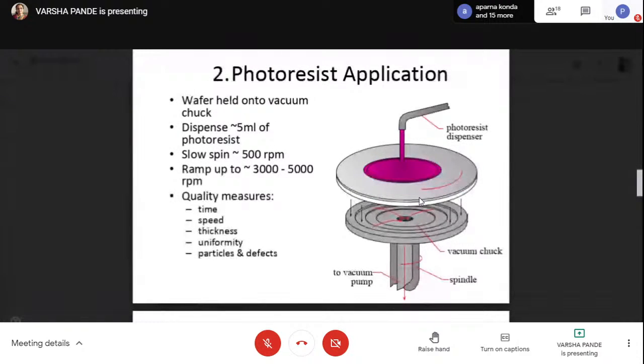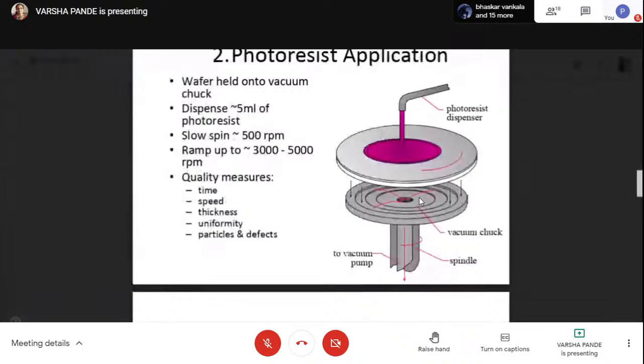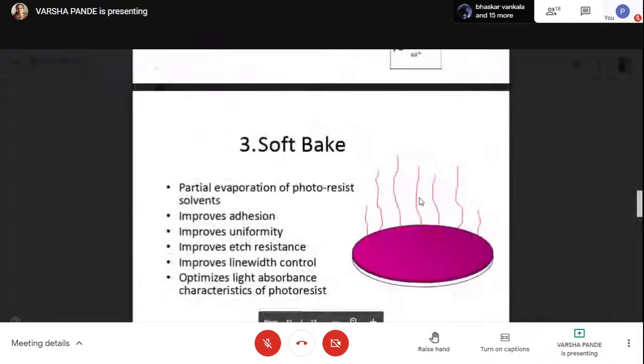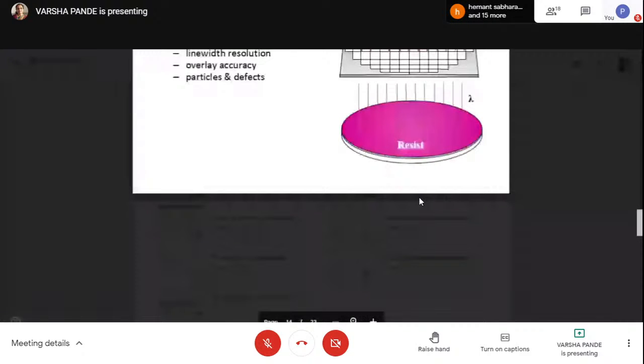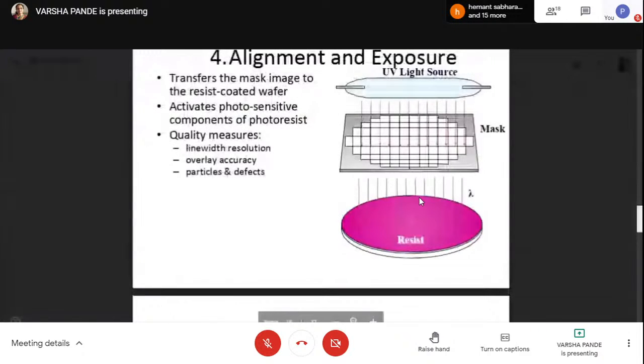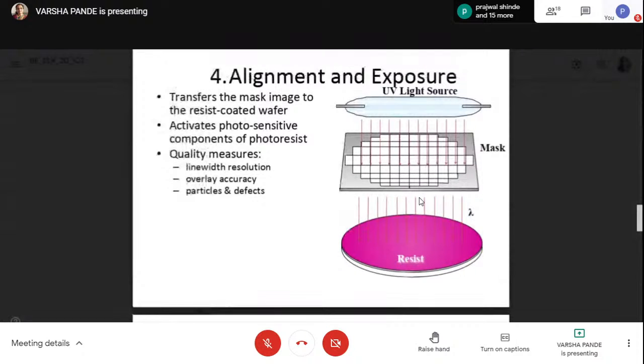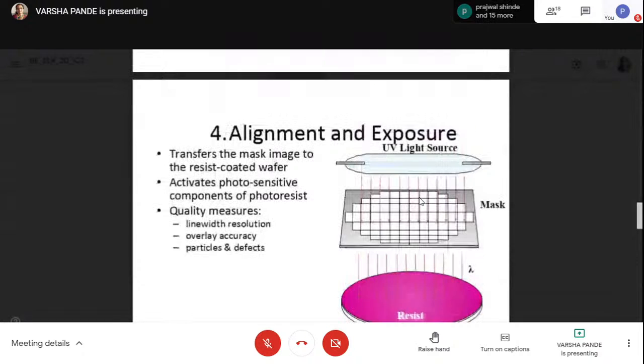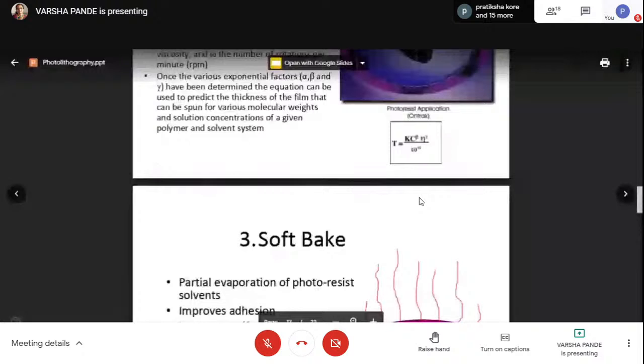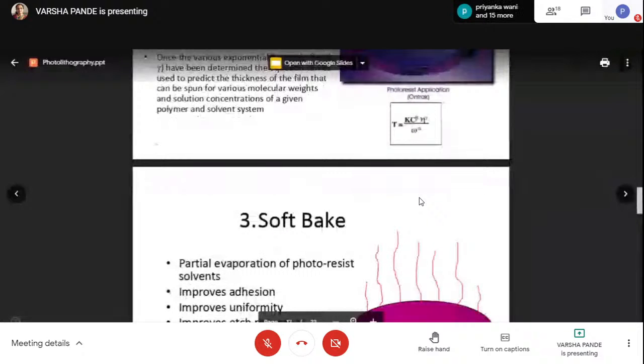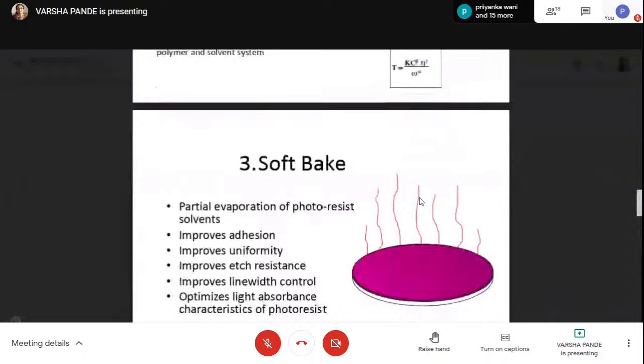The next step, again the same is shown here, is photoresist application. Then after this, the soft bake. Why is the soft bake used? So that there is a proper bonding between the surface and the photoresist. Here it is heated for near about 200 to 250 degrees centigrade for 1 minute. That is called a soft bake, and there will be proper bonding between these.